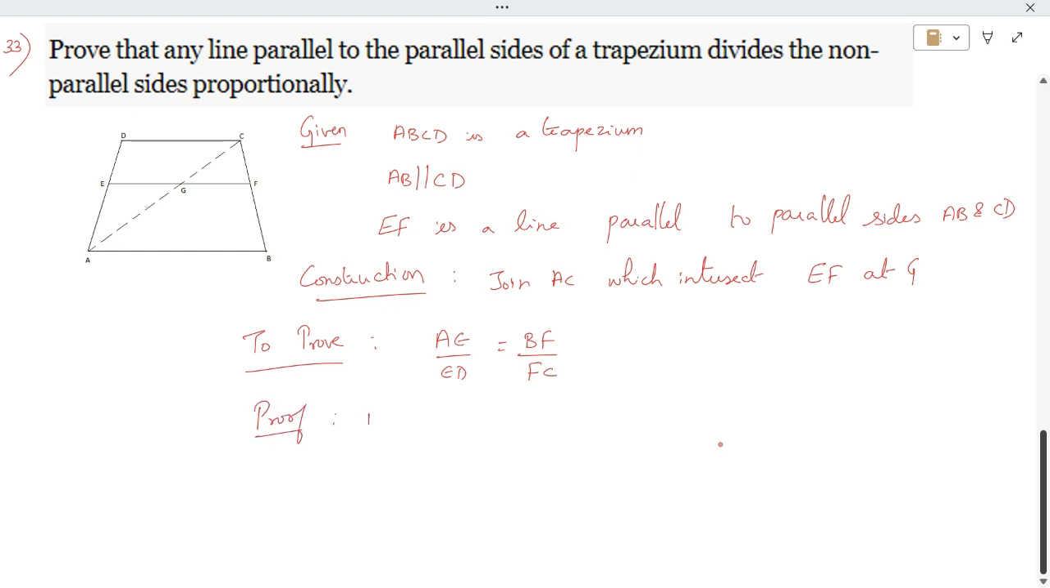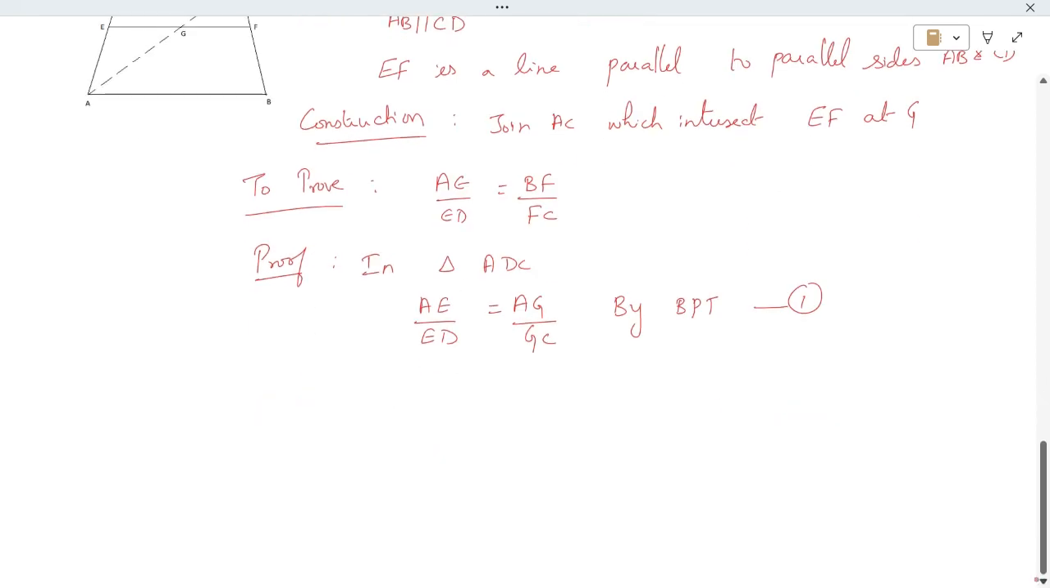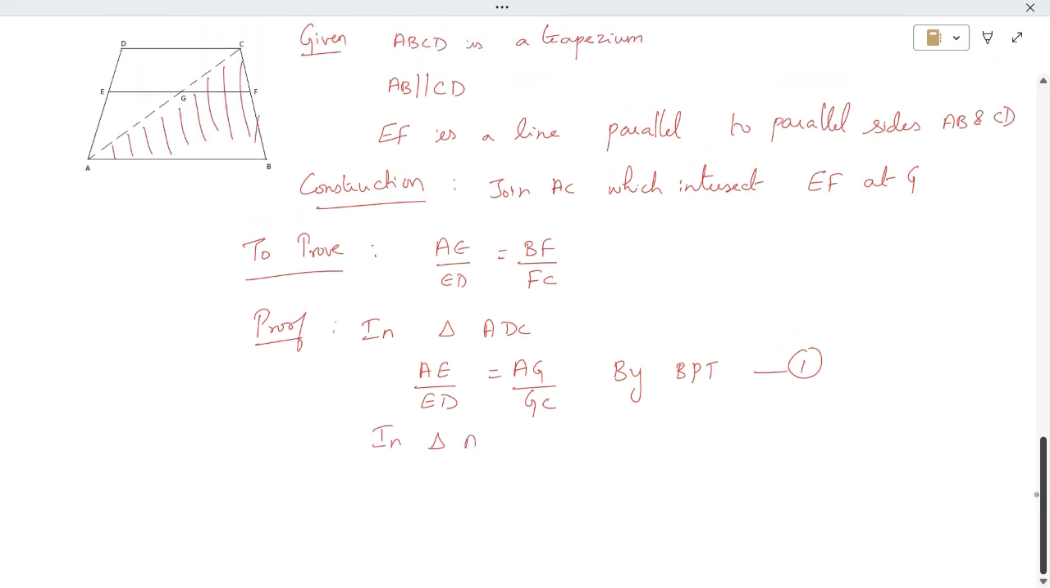So first let me consider triangle ADC. In ADC, I know AE by ED is equal to AG by GC by basic proportionality theorem, isn't it? So I'm just making it equation 1. Now, the next triangle is ABC. In triangle ABC, AG by GC is equal to BF by FC, again by basic proportionality theorem. So this is equation 2.